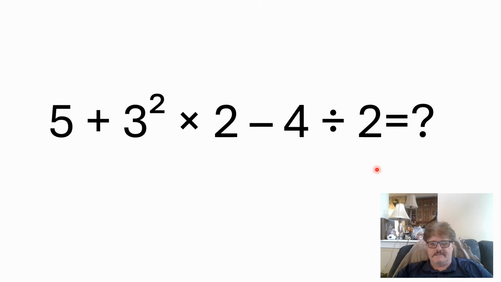All right, we have a simple math problem for you today. It's 5 plus 3 squared, or 3 to the second power, times 2 minus 4 divided by 2. And what does that equal? This is a good test of your knowledge of the order of operations convention.